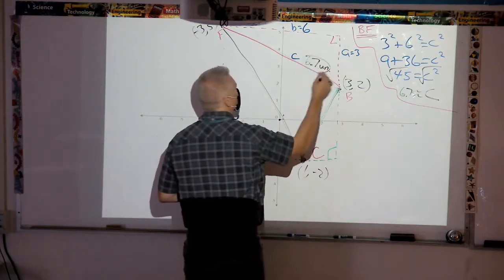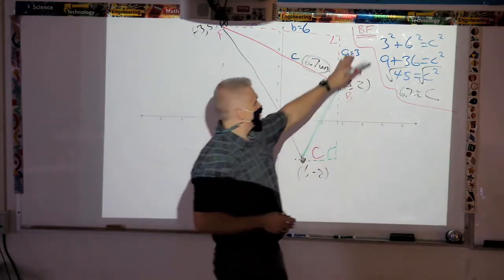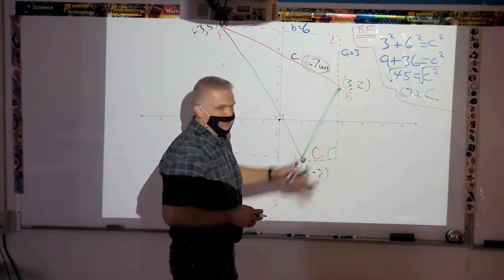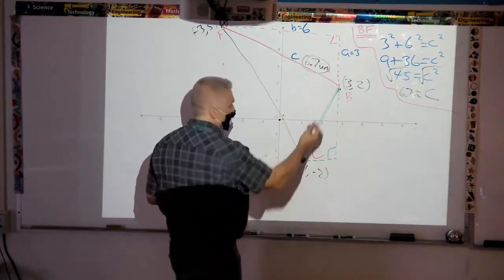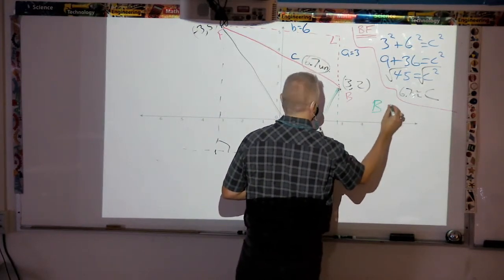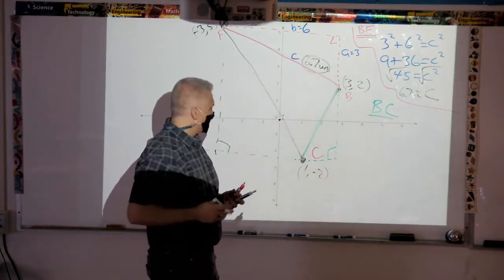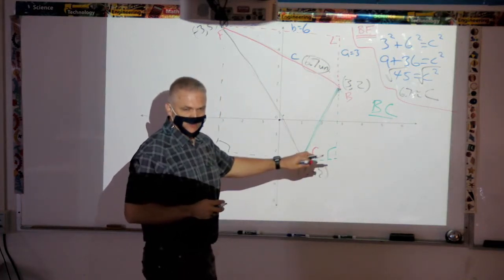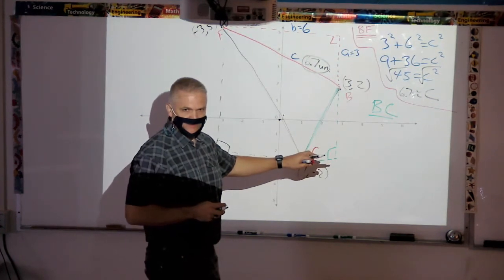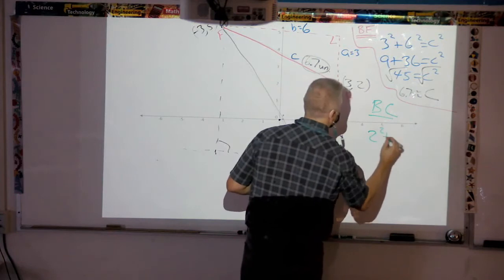6.7 units. That's C. So that's the length of BF. Now let's do it for BC. This is my green side, so I'm going to make it in green. Does anybody have the Pythagorean Theorem already done? You do, Eli? What do you have? 2 squared plus 4 squared.